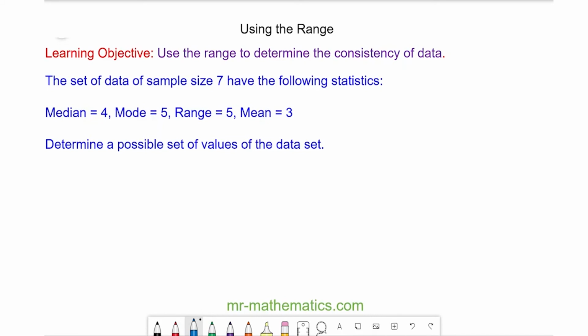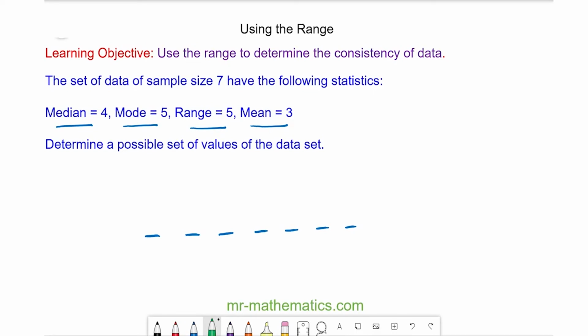So in this question, we have a sample size of 7, where the median is 4, the mode is 5, the range is 5, and the mean is 3. Do you want to try and determine a possible set of values using this information? You can pause the video and resume it when you're ready.